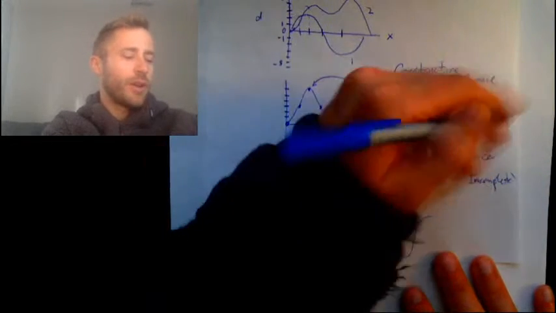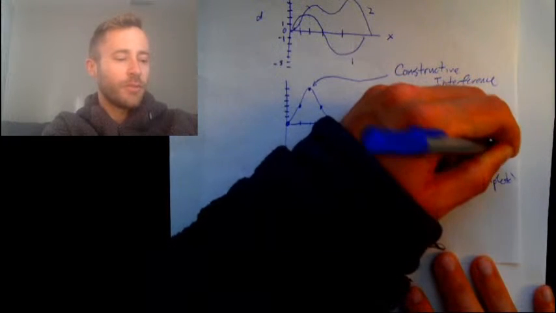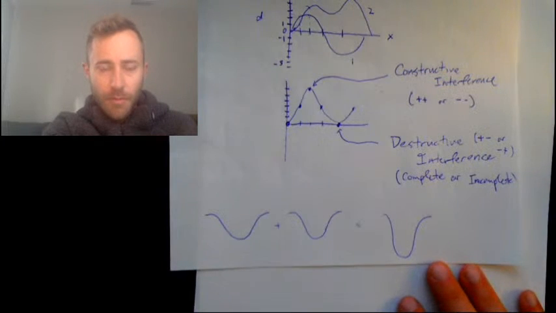Destructive interference, you have the waves have opposite signs, so plus and minus or minus and plus. Okay.